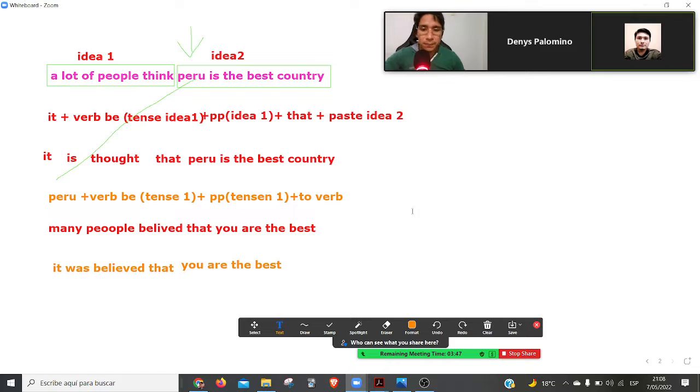For example, Peru. ¿Cuál es mi verb tense one? Is, am, are. Sería Peru is. Ahora el thought. PP, thought. Lo que sigue, el infinitivo, to be the best country. What about here? Many people believe that you are the best.